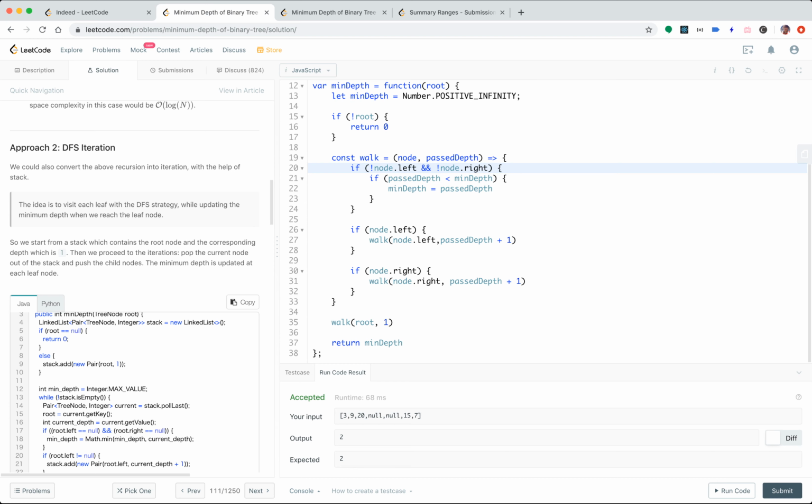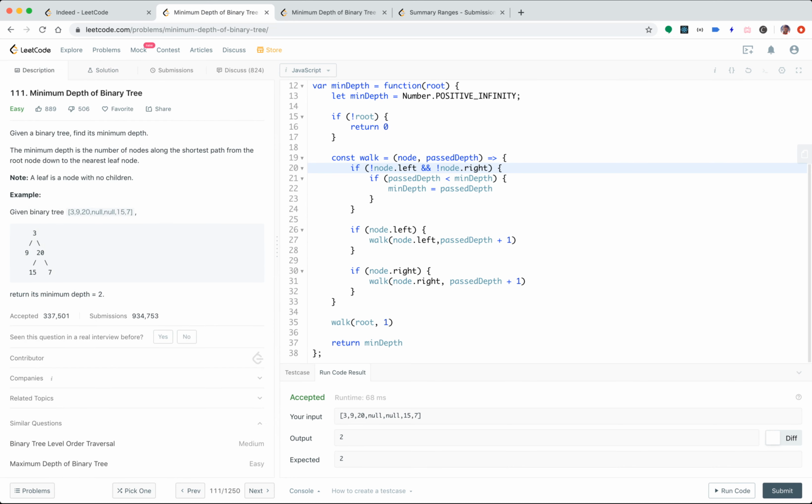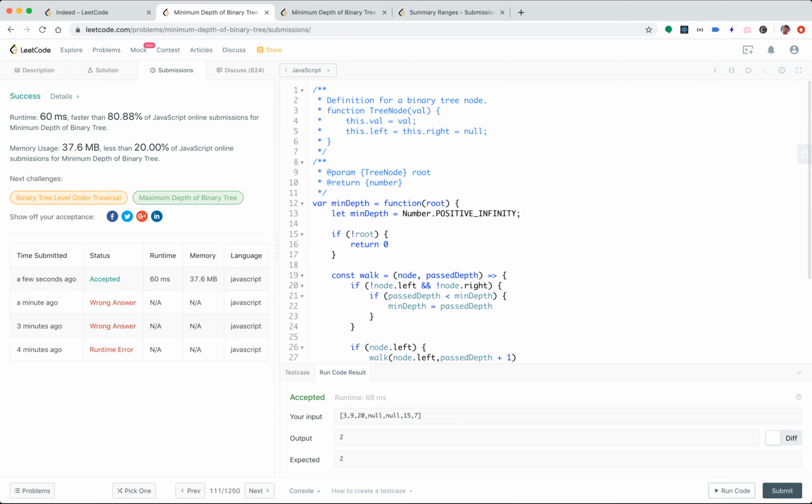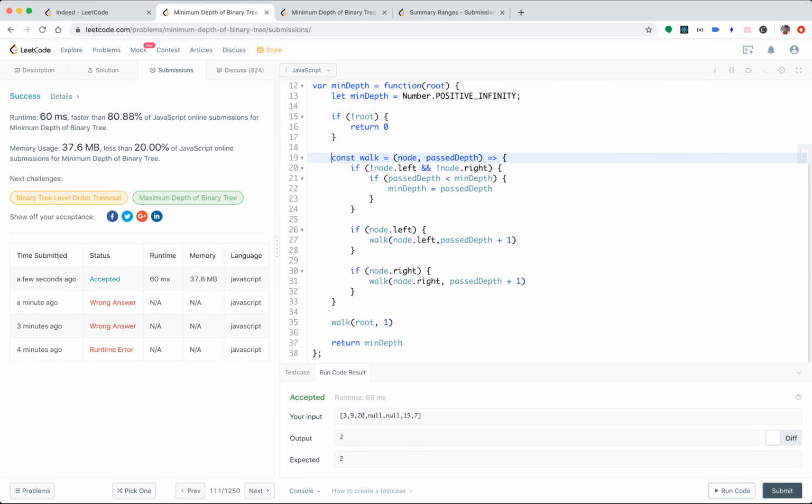Okay, let's rewrite it into DFS iteration. It's very important, because it's highly possible that this problem is asked in an interview. So the mean depth, I think it could be kept the same. This could also be kept the same.